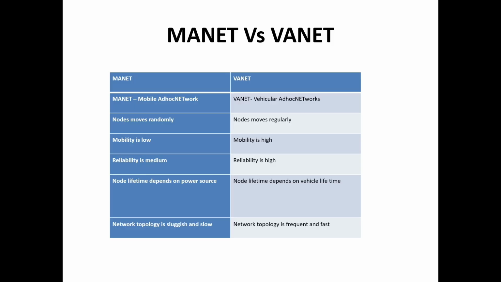What is the difference between MANET and VANET? MANET is a mobile ad hoc network, VANET is a vehicular ad hoc network. In MANET the nodes move randomly, in VANET the nodes move regularly. Mobility is low in MANET, VANET has high mobility. Reliability is medium in MANET, VANET has high reliability. In MANET the node lifetime depends on the power source, in VANET the node lifetime depends on the vehicle's lifetime. In MANET the network topology is slow, in VANET the network topology is frequent and fast.